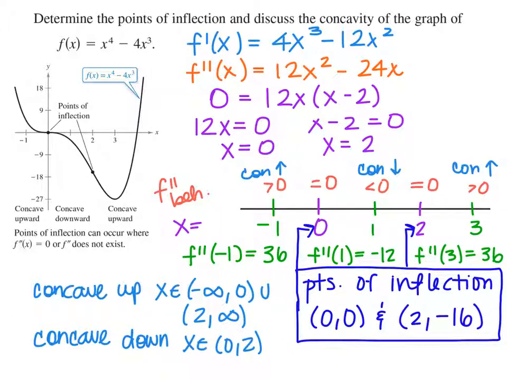So that means that my points of inflection are at x equals 0 and x equals 2, much like what I have here. So I just plug in 0 and 2 into my original f of x to find the y outputs. So the points of inflection are (0, 0) and (2, -16).